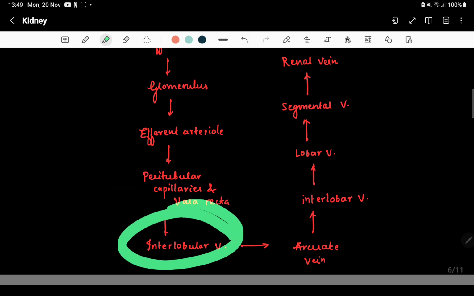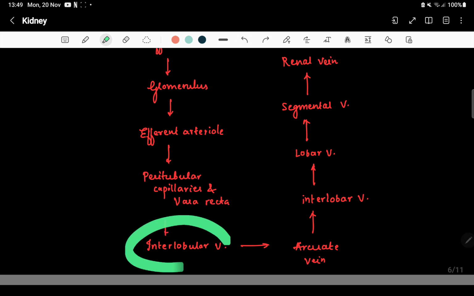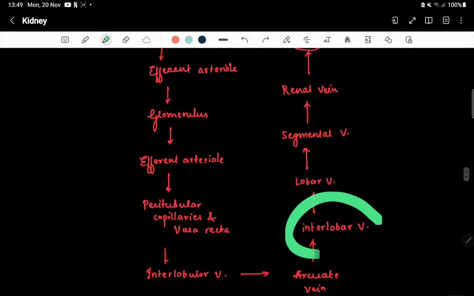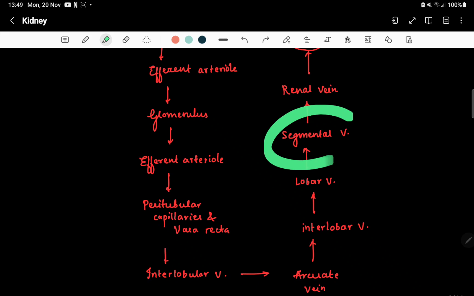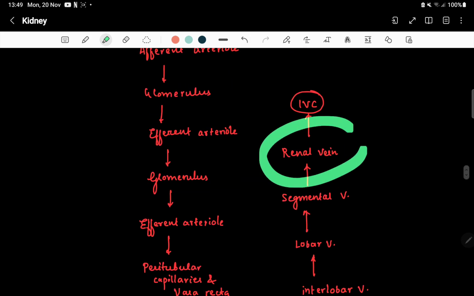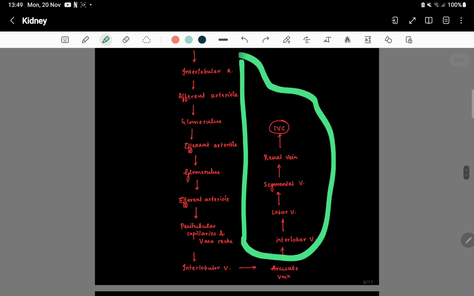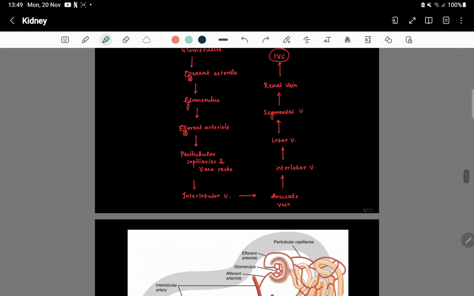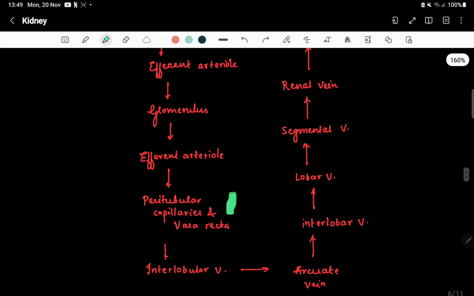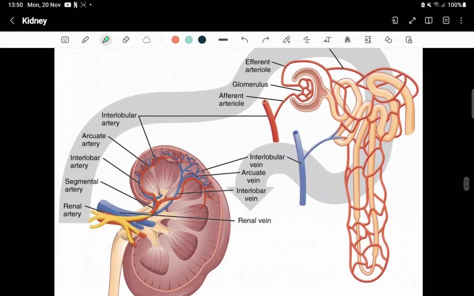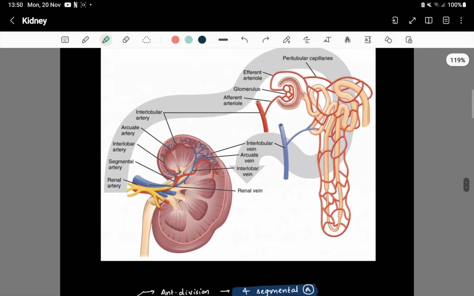From the vasa recta and these capillaries, the interlobular vein is formed, which forms an arcuate vein, which forms an interlobar vein, lobar vein, segmental vein, and renal vein, which drains to the inferior vena cava. Very simple. The arteries and the veins are more or less the same. The capillary network is the peritubular capillaries and the vasa recta. You can look at the things given here. I have discussed all this, and take a screenshot if you want.